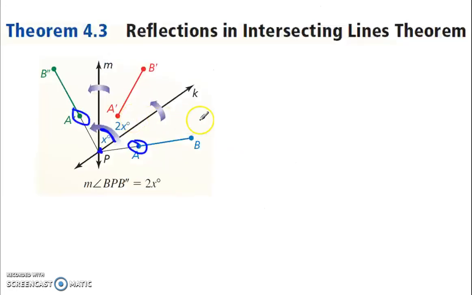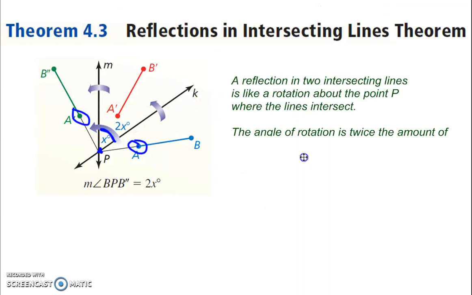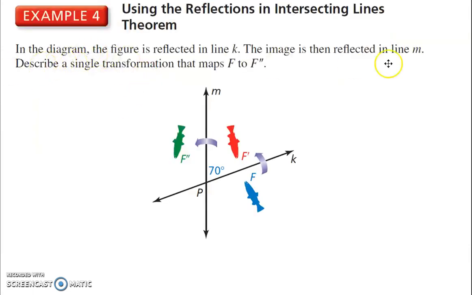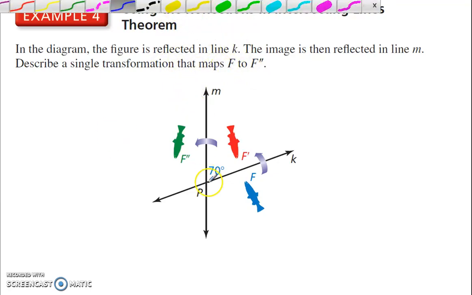So, reflection in 2 lines is like a rotation about the point where the lines intersect, and the angle of rotation is twice the amount of the acute or right angle of the intersecting lines. Alright, so in this diagram, the figure is reflected in line K, and then reflected in line M. Describe a single transformation that maps F to F prime. So F, or the fish, mapped to F prime.